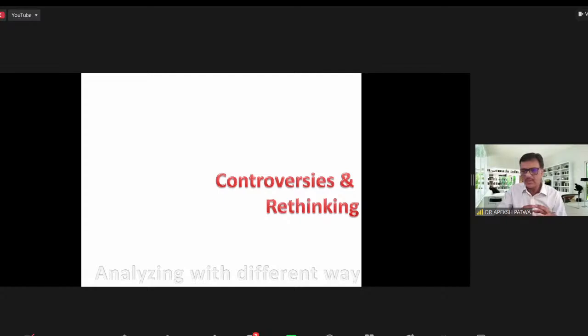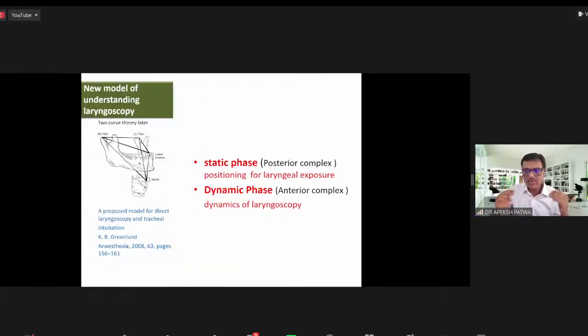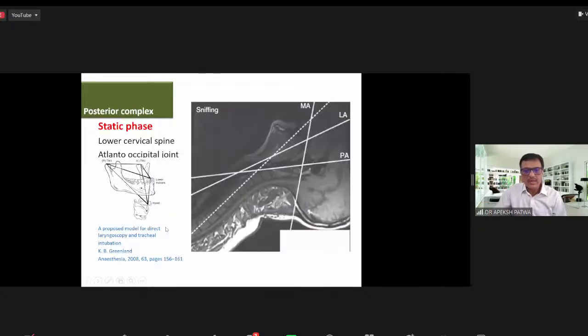So there are a lot of controversies about positioning that have forced us to rethink laryngoscopy, and this has come up with a new conceptual framework to understand laryngoscopy. This framework makes the understanding of difficult laryngoscopy easier. Why do we get difficult laryngoscopy? According to Greenland's new conceptual framework, there are two phases of laryngoscopy. One is the static phase and another is the dynamic phase. The static phase is governed by the posterior anatomical structure of the neck, called the posterior complex. And the dynamic phase is governed by the anterior anatomical structure of the neck, called the anterior complex.